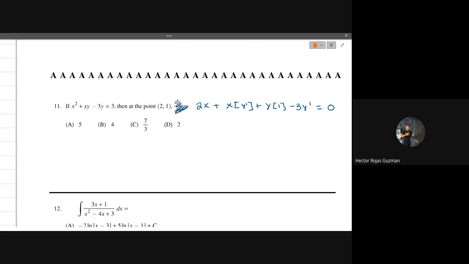I should cross this off because it looks confusing. Okay. Since we're given a point to find the slope, you don't even have to isolate y prime. You know, we can plug in the numbers already. So this is 2 times 2 plus 2y prime plus 1 times 1, which is 1, minus 3y prime.